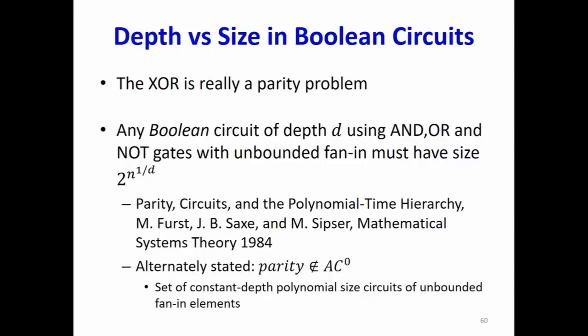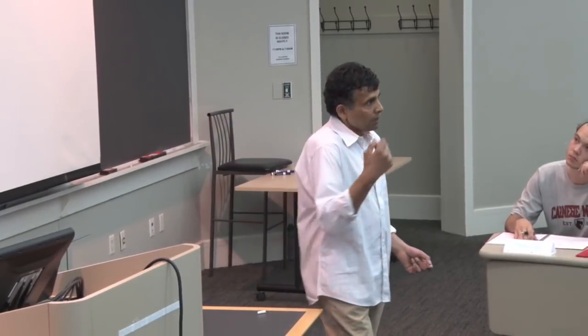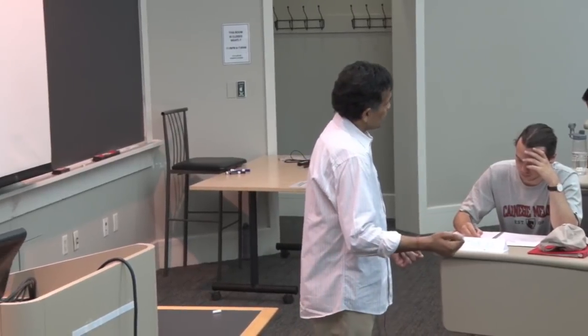Which basically means that if you fix the depth, so when I fix the depth to d, then the size actually becomes exponential in n. The only way you can keep it limited is if d is a function of n, in which case n raised to 1 over d can become something manageable. But if you fix d, then it becomes exponential in n.